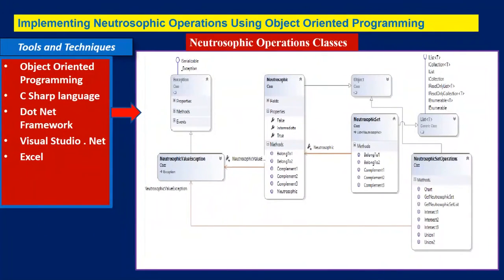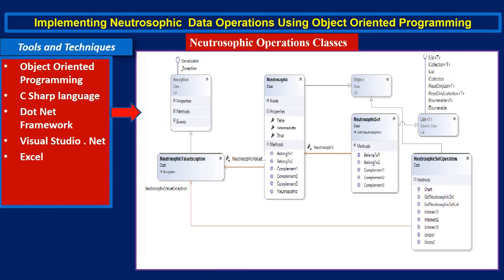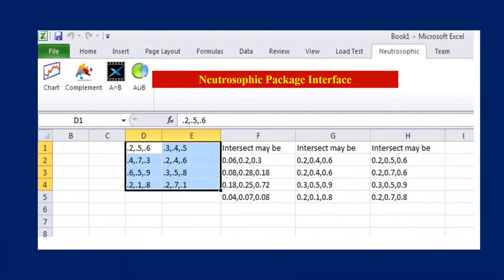Implementing Neutrosophic operations using object-oriented programming. These are the Neutrosophic operation classes, tools and techniques: object-oriented programming, C# language, .NET framework, Visual Studio .NET, and Excel. This is the Neutrosophic package interface.